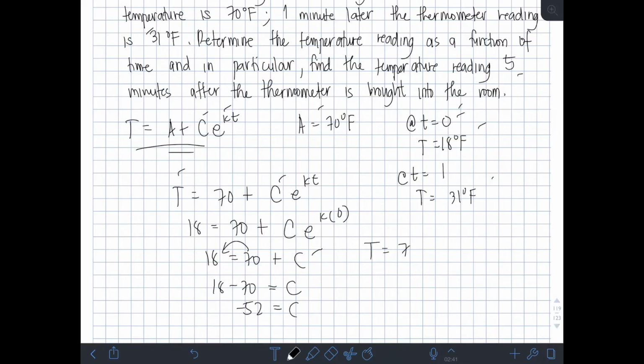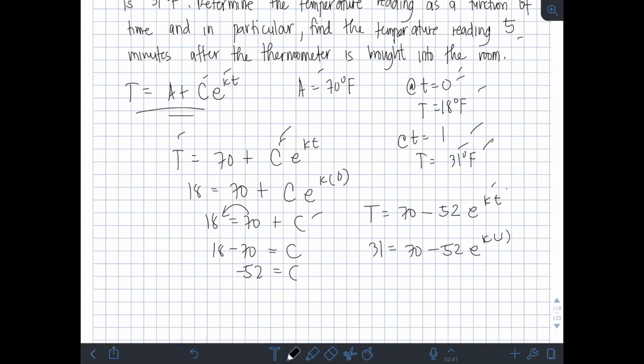T is equal to 70 minus 52. Pinalitan ko na yung C ng negative 52. Then, E raised to KT. Ngayon, si K na lang. Ngayon, gamitin natin yung second condition. At time equals 1, then temperature is 31 degrees Fahrenheit. So, substitute uli natin. So, temperature is 31 equals 70 minus 52 E raised to K times T is 1.